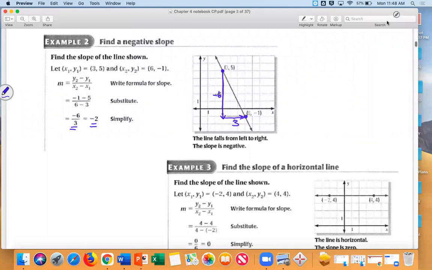Now, how did they get this work in the middle? Well, they plugged in the points like we just did. Okay.